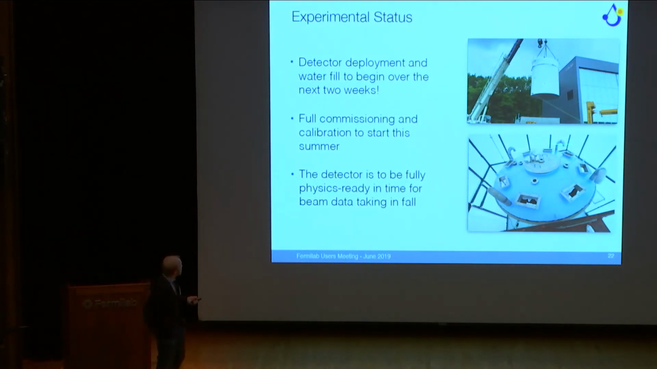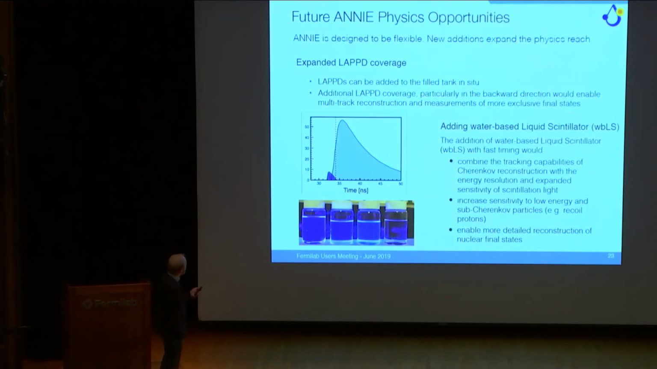Our detector deployment, as I mentioned at the beginning, is going to begin in the next 2 weeks. Full commissioning and calibration will start this summer, and the detectors should be fully physics ready in time for beam taking in fall. I want to bring your attention to these slots here because these are how we deploy our LAPPDs. We can actually deploy them in situ to the fully filled detector so that they're both removable and so that we can add more, which brings me to the point that A.N.N.I.E is designed to be flexible and that new additions can expand our physics reach.